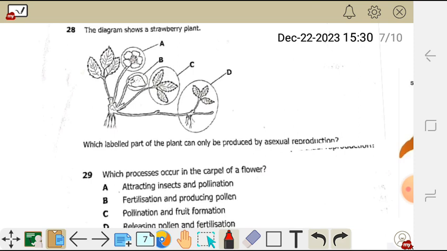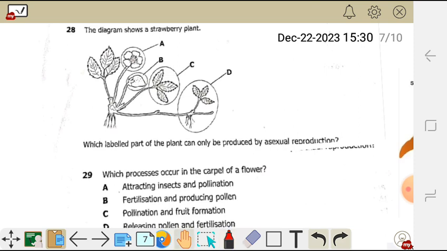You form seeds, then you plant the seed, and that's when you form the daughter plant. That is what we call sexual reproduction. But in asexual reproduction, seeds are not involved. So this is the only part which is formed asexually, which is vegetative reproduction. That is D. The correct answer for question 28 is D. This is observed in runners, like in plants such as the sweet potato plants. That is what happens.